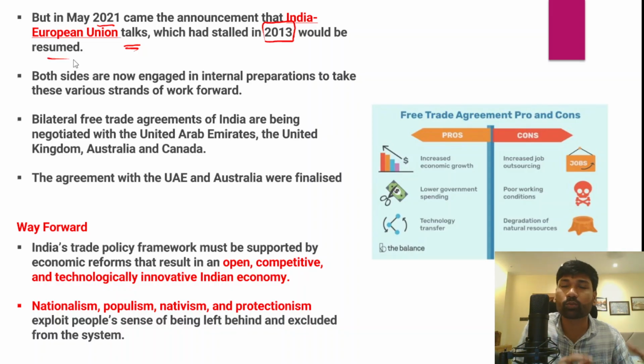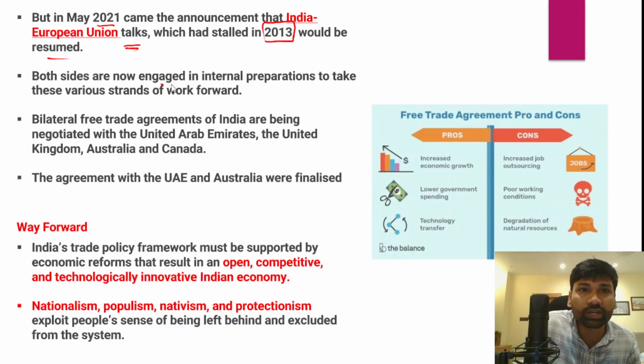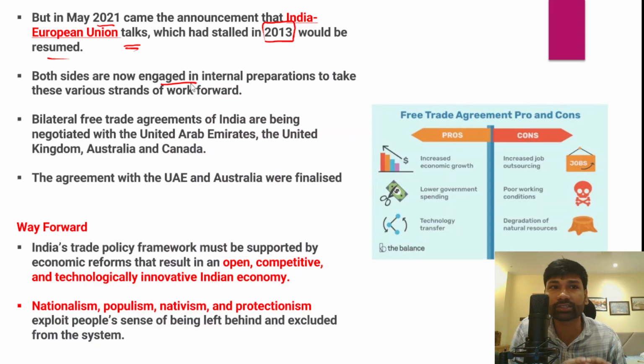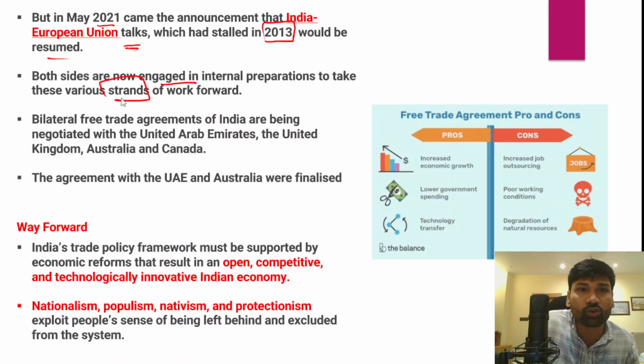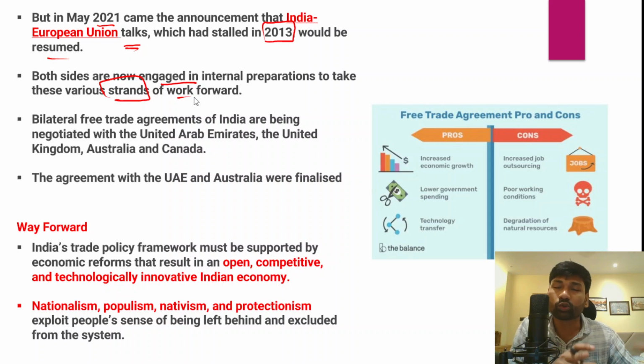These talks between India and the European Union, which were stalled from 2013, would be resumed. Both sides would now engage in internal preparations to take these various strands of work forward. So now the European Union and India will discuss a free trade agreement, which would be beneficial for both parties, and they would accordingly decide.